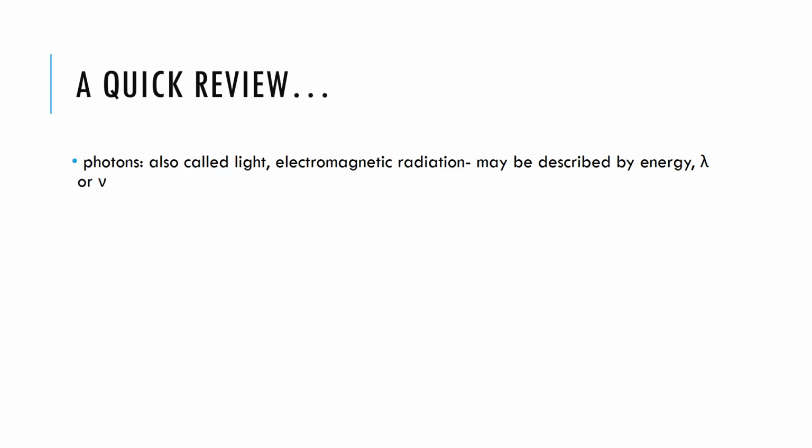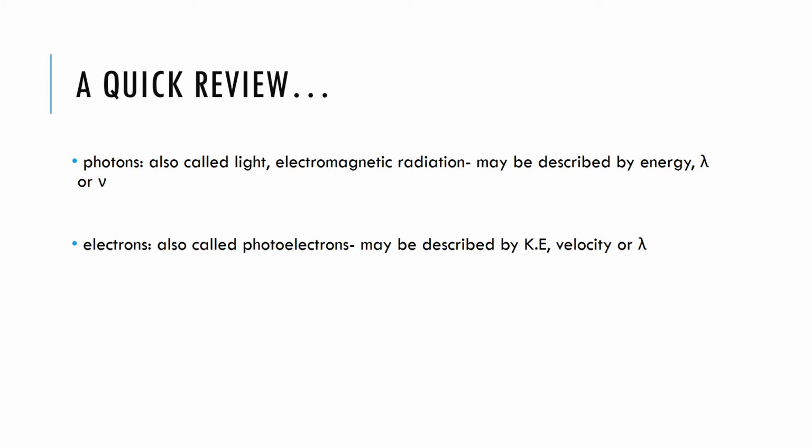We said in the last session that photons can be described by their energy, their wavelength, or their frequency. We can also describe an electron that is released from the surface in the photoelectric effect by its kinetic energy, its velocity, or its wavelength. And I'd like to just introduce the idea of an electron volt here as being equal to 1.6 times 10 to the minus 19 joules.